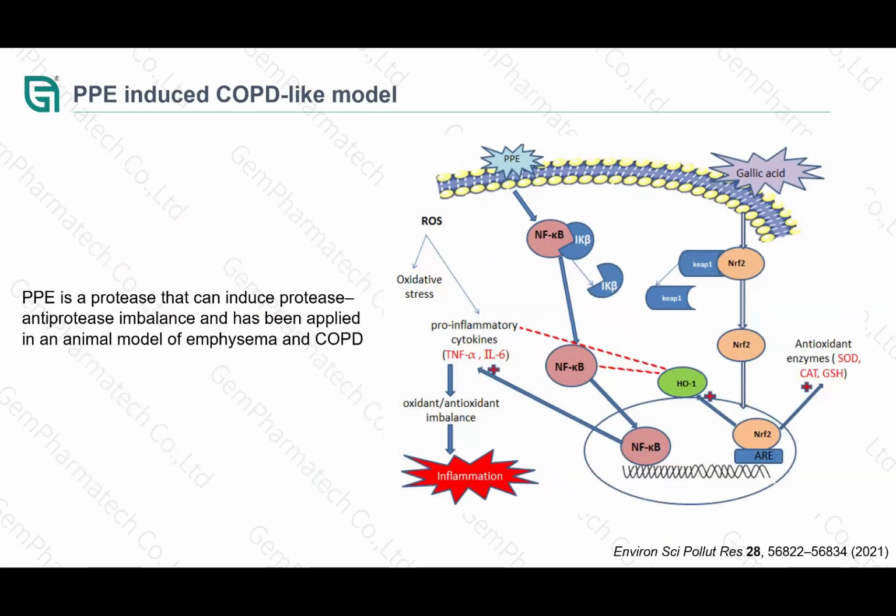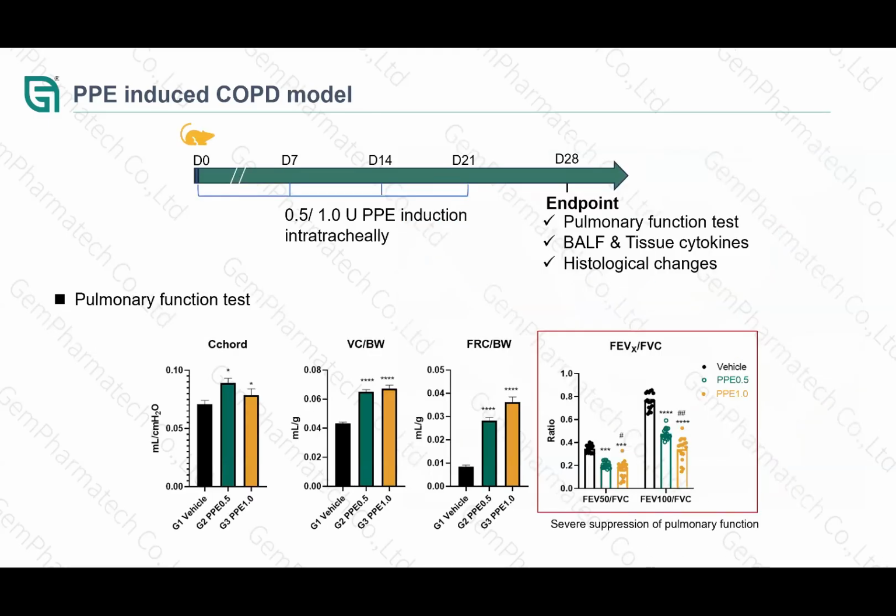Finally, let's talk about the PPE-induced COPD-like model. PPE stands for porcine pancreatic elastase. When introduced into the lungs of mice, the PPE directly degrades the elastin fibers of the alveolar walls, causing pulmonary emphysema within just 3 to 4 weeks. It's pretty short. And as you can see from this experimental schematic, the PPE model is quite simple, but because it directly damages the alveoli, its lung function changes are extremely robust.